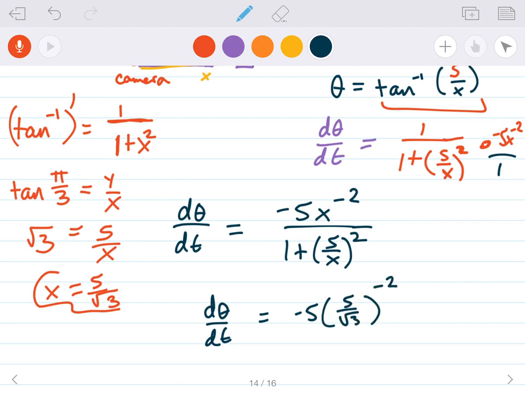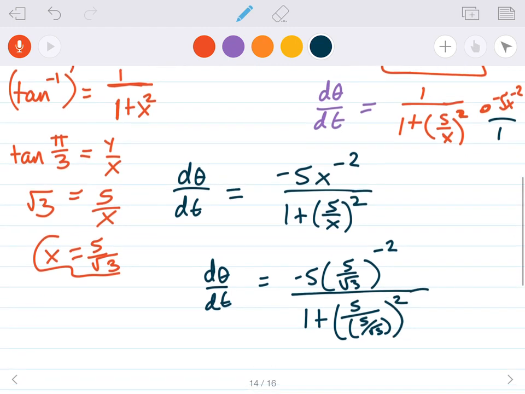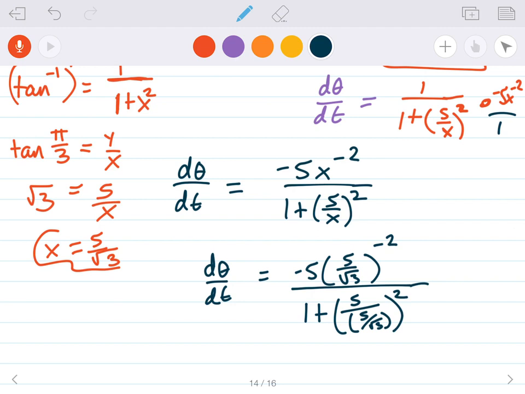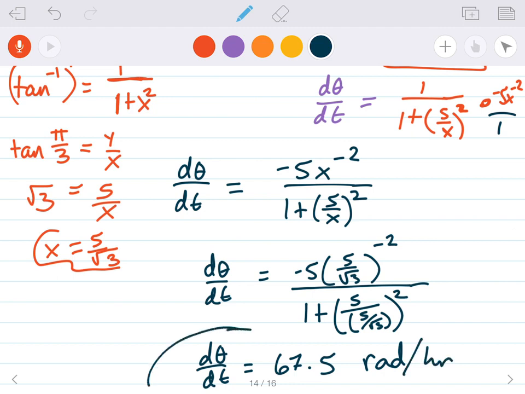And we can just put all of this in the calculator. So I know it looks like a big mess. But if we put this in the calculator, we end up getting d theta dt is equal to 67.5. Now, what are our units? We're talking about angles, right? And so this is going to be radians per hour. And that is our answer.